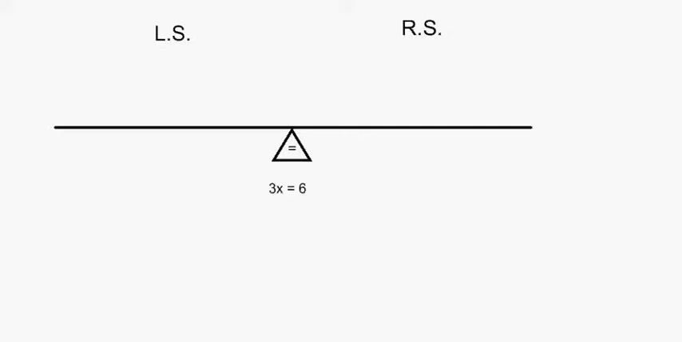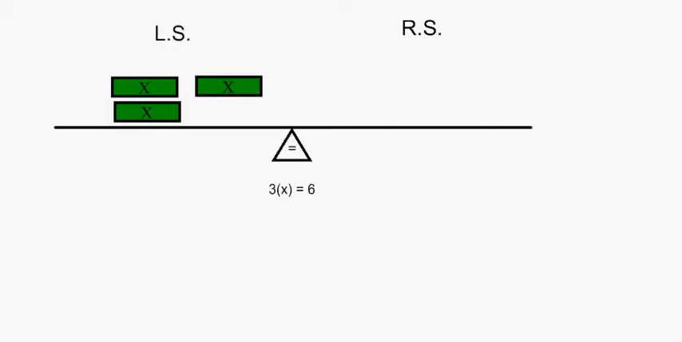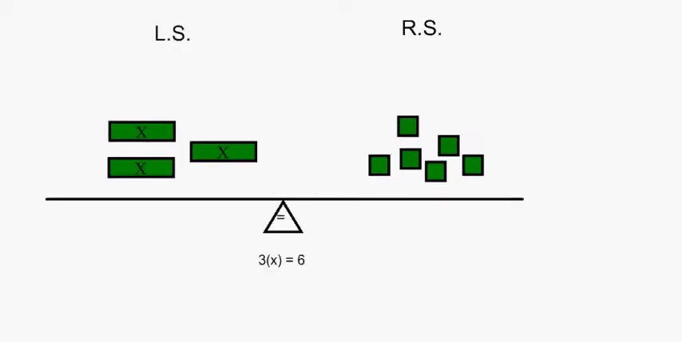So here's our first question, 3x equals 6. That means I have 3 sets of x's, or 3 times x. Sometimes it's better to write them in brackets, so I can do that. Either way is acceptable. What that means is I have 3 x's on this side, 1, 2, 3. And on the other side, I have 6 ones. So it might look something like that.